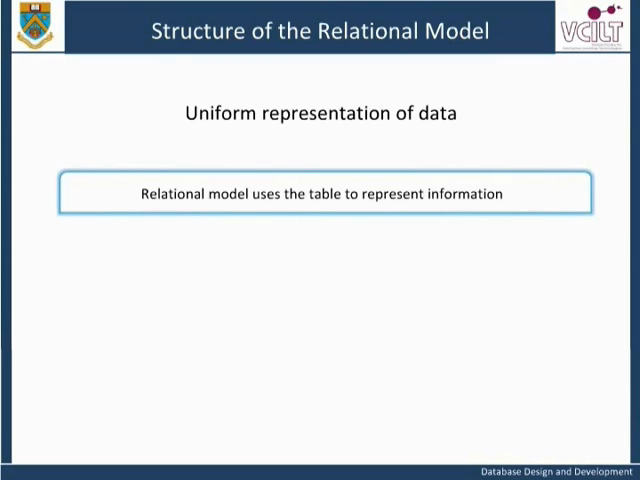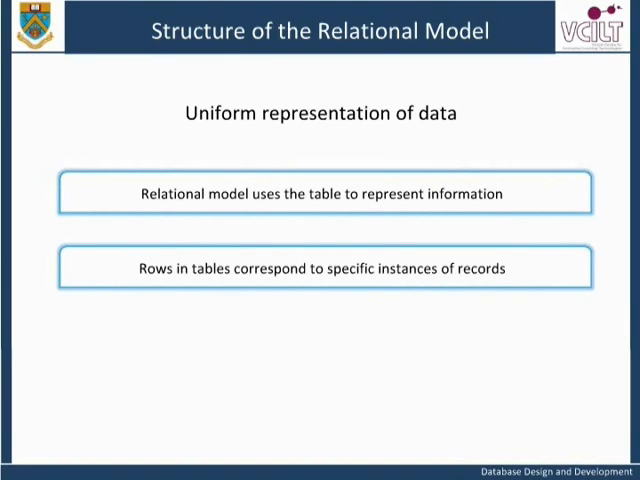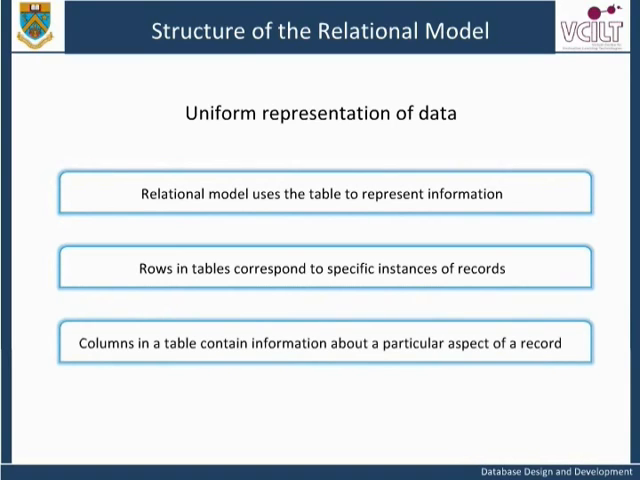The relational model uses one simple data structure, the table, to represent information. The rows in tables correspond to specific instances of records. For example, a row of a customer table contains information about a particular customer. Columns in a table contain information about a particular aspect of a record. For example, a column in a customer record might contain a customer's contact telephone number.